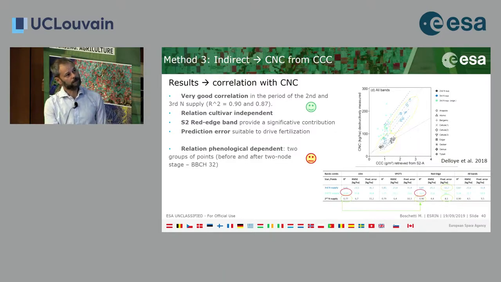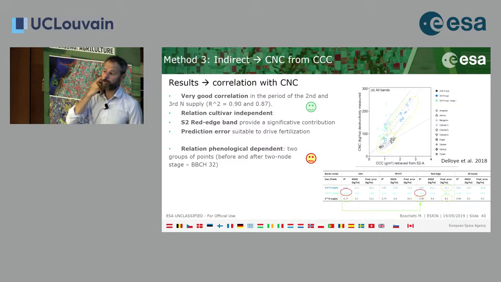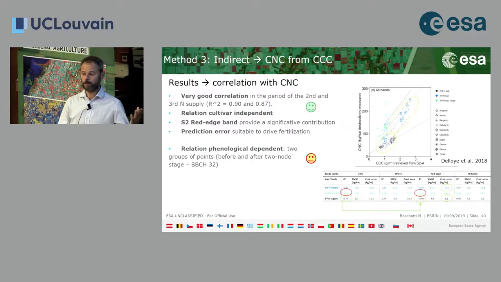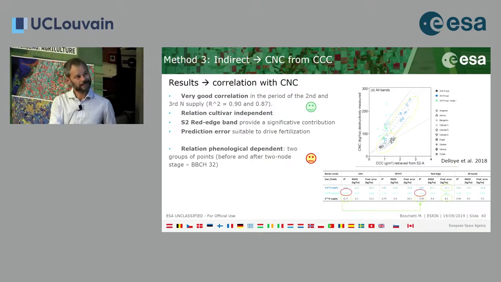The problem is, again, that this relation is phenological dependent. So again, we solve part of the problem using radiative transfer. So we can do that in silico, I mean, quickly. But again, when we want to estimate the nitrogen uptake, we still have to calibrate that with experimental data. And we see that we have to calibrate with two different correlations for the two different stages.